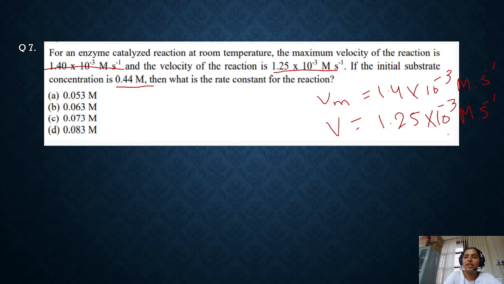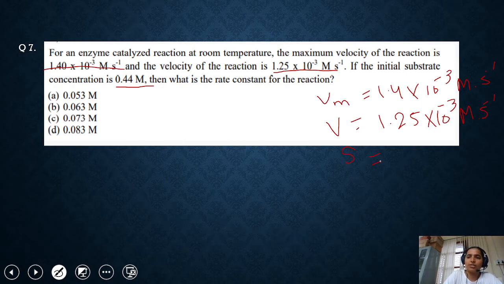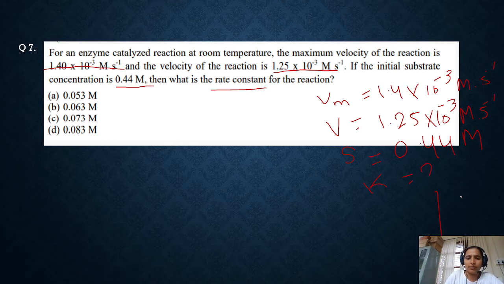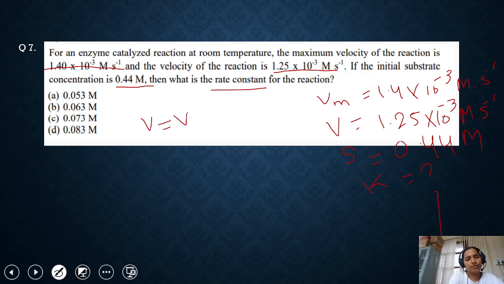So let's read further. The initial substrate concentration means S, or you can represent it as S naught, but because they are not talking about the reaction change or how much it will change, we'll consider it S only. The initial substrate concentration is 0.44 molar, and they are asking for the rate constant, meaning K. So simply we will apply the Michaelis-Menten equation here. You have to solve this equation and you will get the value.